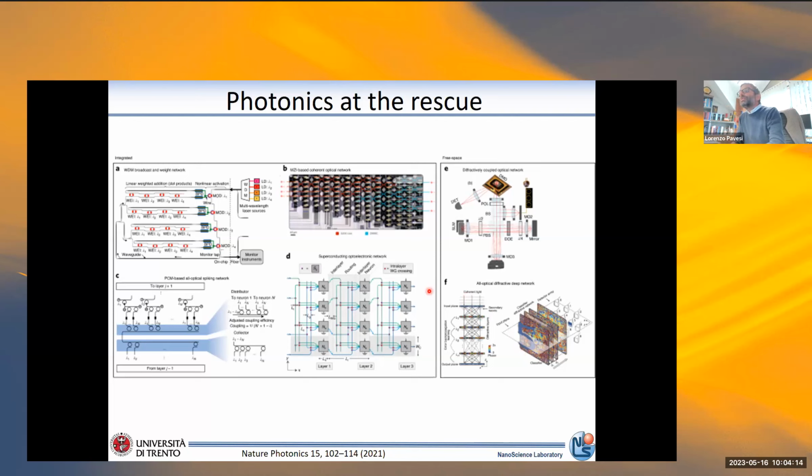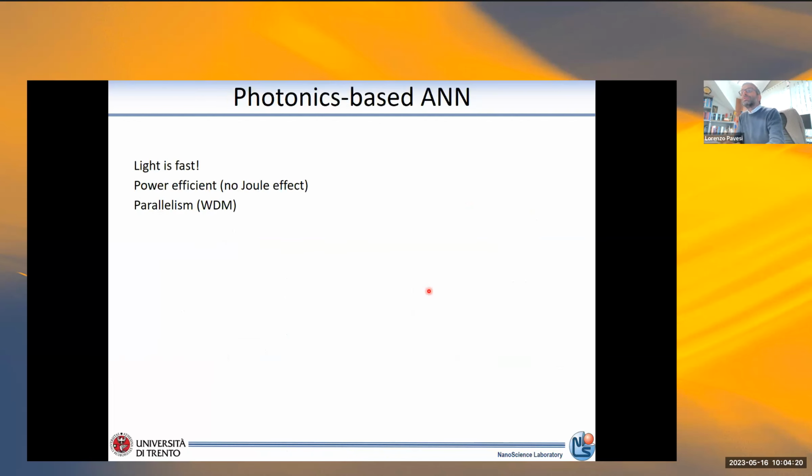And what is the reason why we want to use photonics in order to implement an artificial intelligence model? Photonics is a platform where, first, light is fast. The second reason is because it's power efficient. And the third reason is because photonics naturally uses a parallel scheme. Let me concentrate on the speed of light.